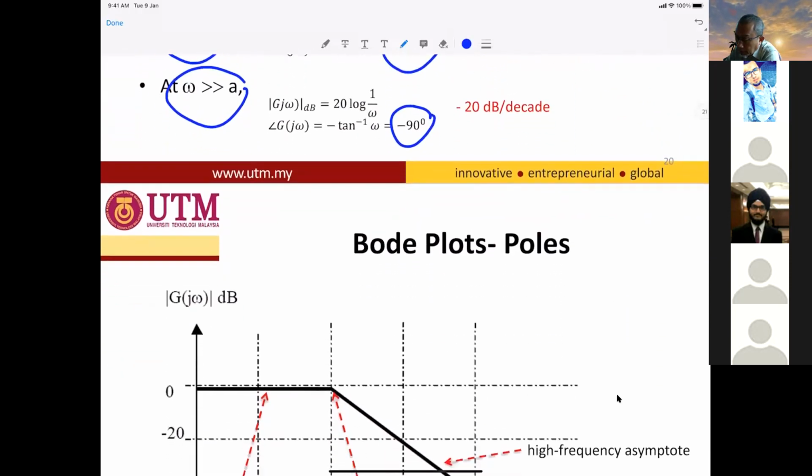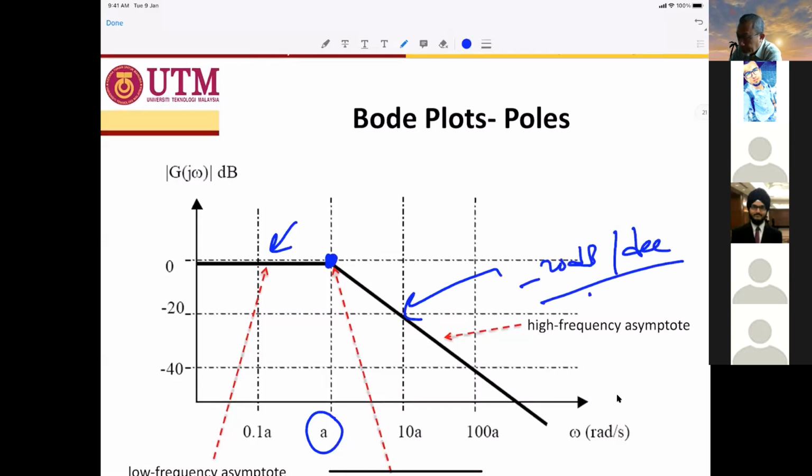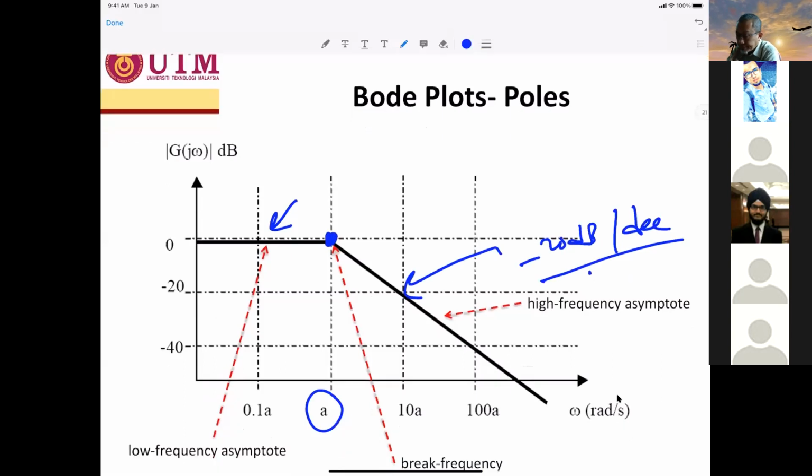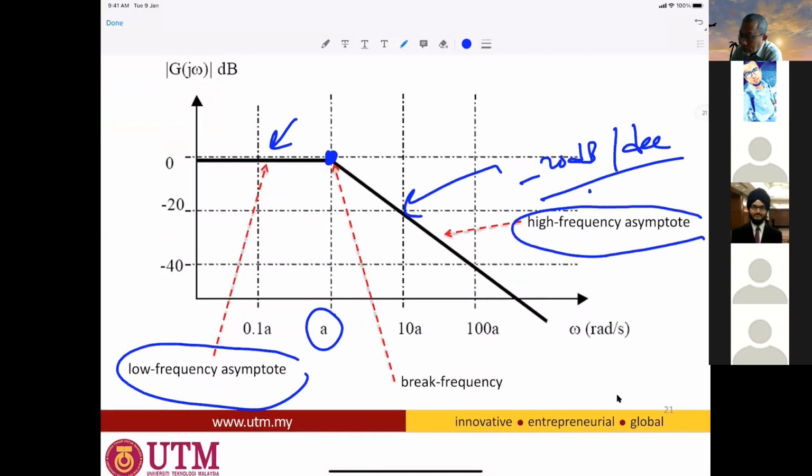So you can expect the plot to be something like this. This is 0 decibels, and after the break frequency the magnitude goes down with a slope of minus 20 decibels per decade. So the low frequency asymptote is 0 decibels, the high frequency asymptote has a slope of minus 20 decibels per decade, and the break frequency is at a radians per second.